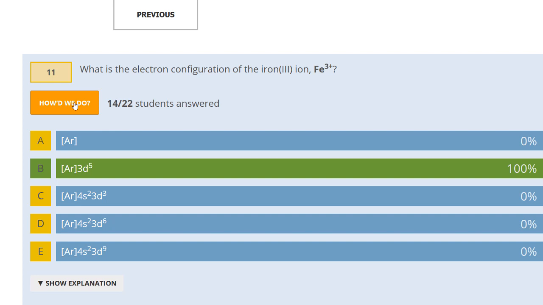If you didn't get these, here's your iron 3+, here's your iron 2+.